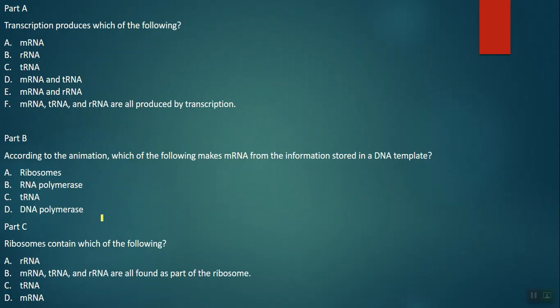And then following transcription, we have this process of translation, where we take this nucleic acid language and translate it into an amino acid language. And that's where we make our polypeptide, aka our protein. So for eukaryotic cells, transcription happens in the nucleus, whereas translation is going to happen in the cytoplasm, and that happens with the help and the assistance of ribosomes.